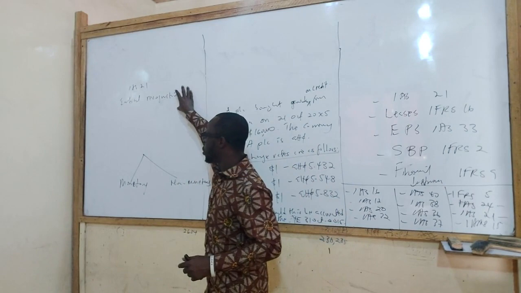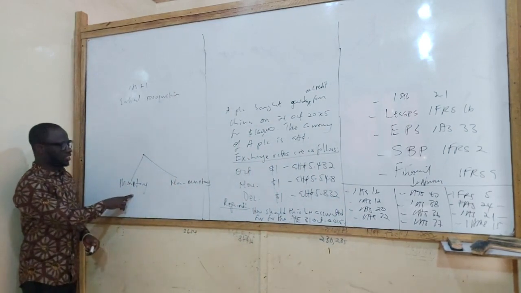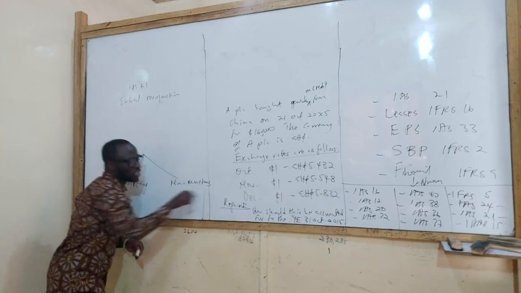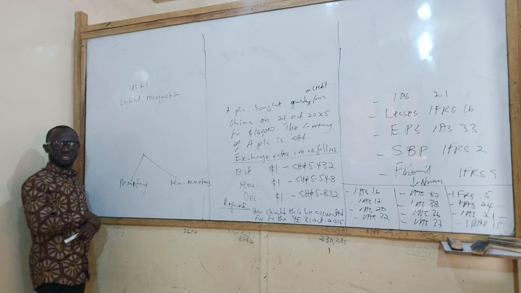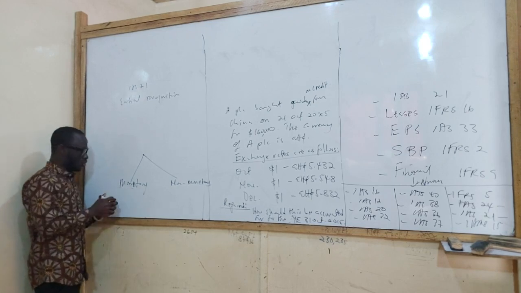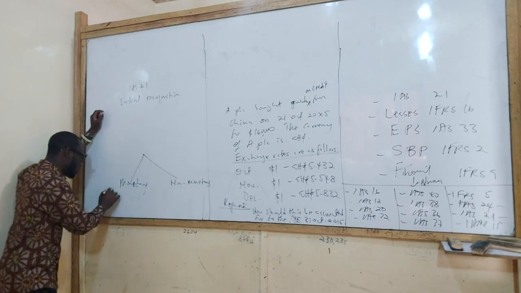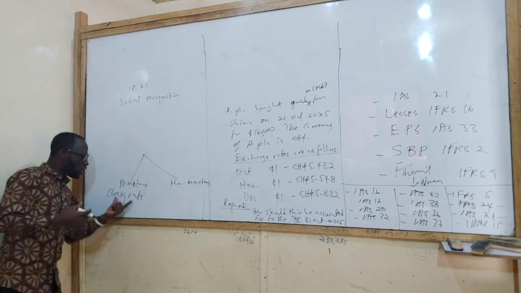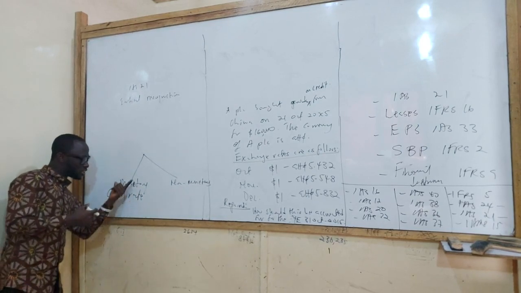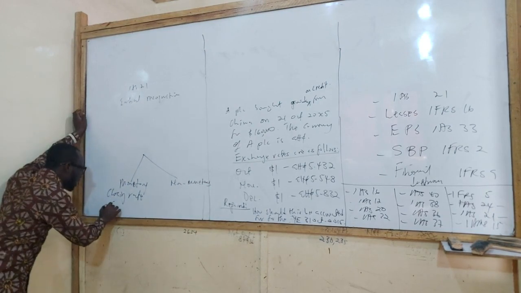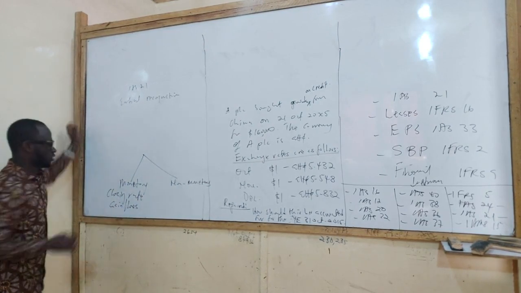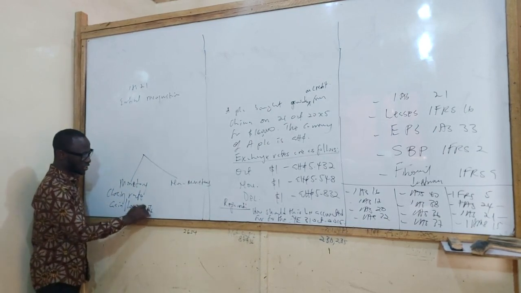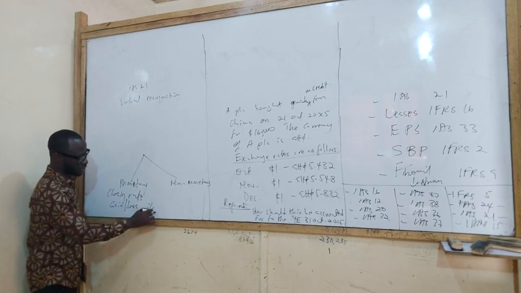So after the initial recognition, for monetary assets, on subsequent recognition, you translate them using the closing rate. What does that mean? It means that when you look at the closing rate for the monetary assets, there is going to be either a gain or a loss. That gain or loss on the transaction must be recognized in the income statement of the company.